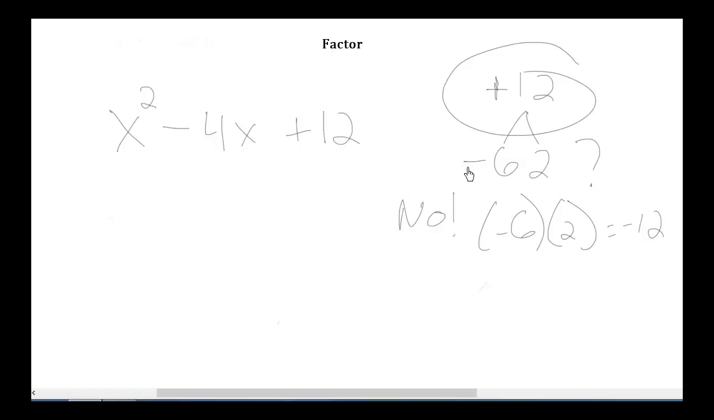In this case, I don't think any numbers are going to work. Let's see, 3 and 4, that's out. 12 and 1, 6 and 2. The problem is that I need something negative. I need them both to be negative if they're going to multiply to a positive number. In here, none of the factors are going to work, so this one is prime. It cannot be factored. So watch out for that. Not everything factors. And that'll do it for this section.